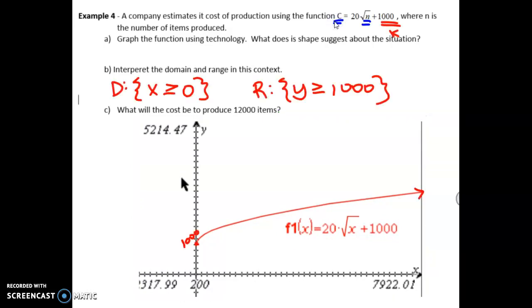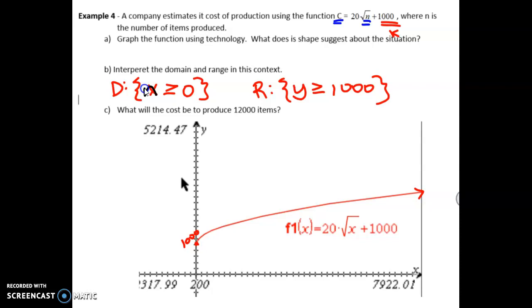For part b, it says interpret the domain and range. So the domain is going to be greater than or equal to 0, and the range is going to be greater than or equal to 1,000. But what does this mean? Remember that the domain is talking about n, which is number of items. So this is saying that you have to produce either 0 or more than 0 items. You can't produce a negative amount of items. That's why your domain is going to be greater than or equal to 0.